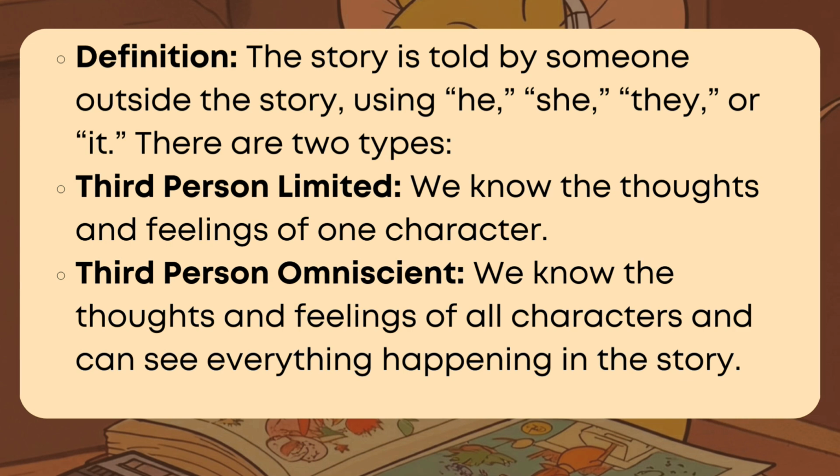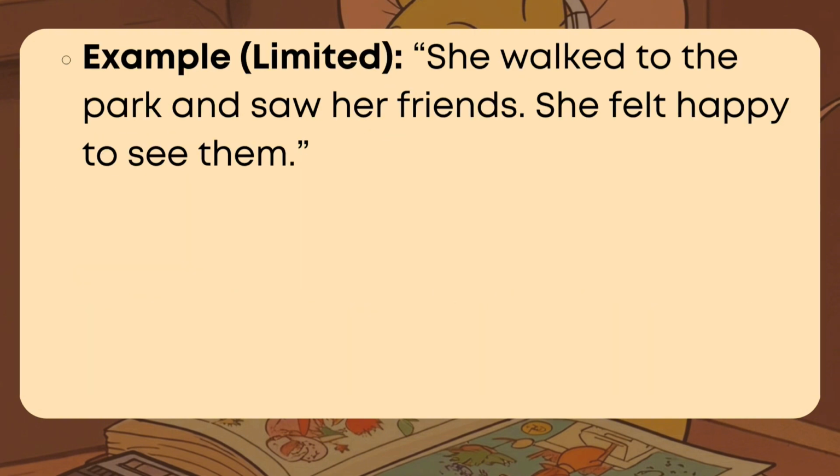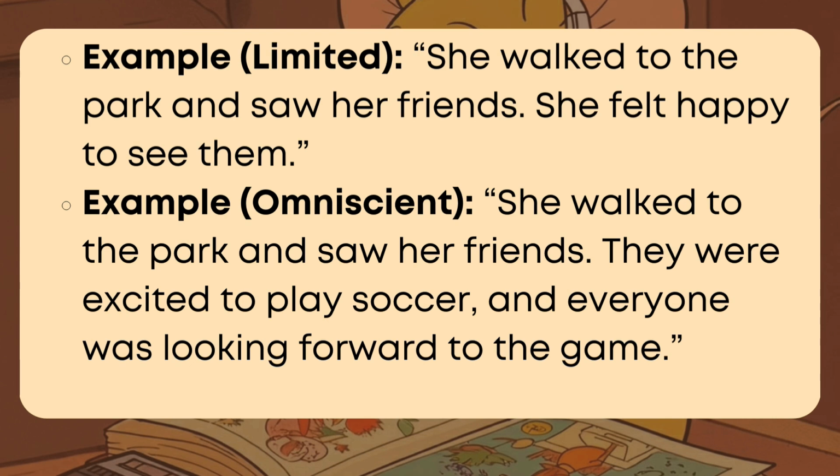Okay? How about the third person omniscient? We know the thoughts and feelings of all characters and can see everything happening in the story. Okay, tingnan natin example. She walked to the park and saw her friends. They were excited to play soccer and everyone was looking forward to the game.